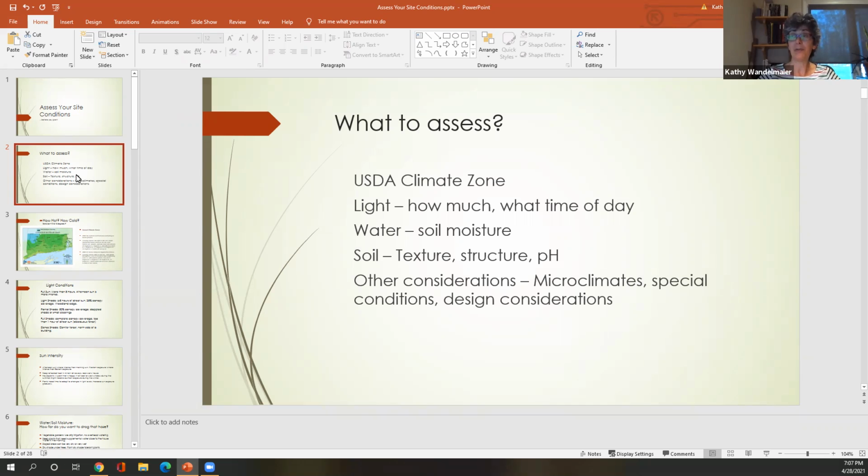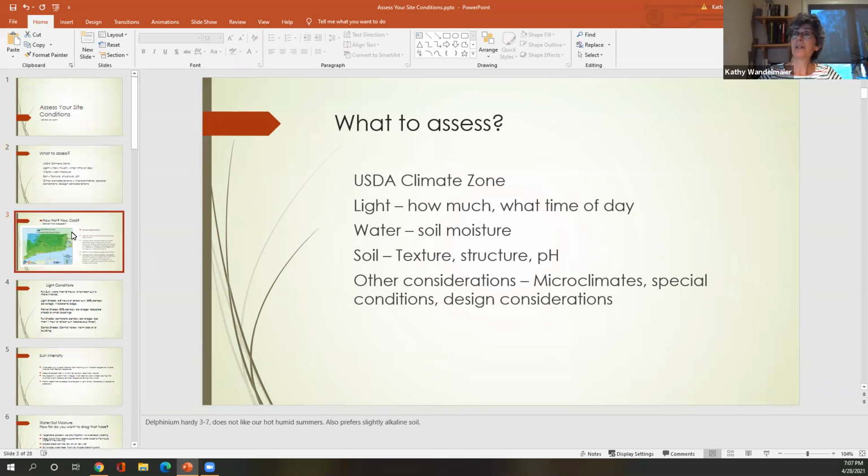The soil itself, we'll talk about texture and structure. Those are two different things, often confused. And pH, very important to know the pH of your soil. And other things we'll cover will be microclimates, some special conditions, site conditions, and a little bit of talk about design considerations.